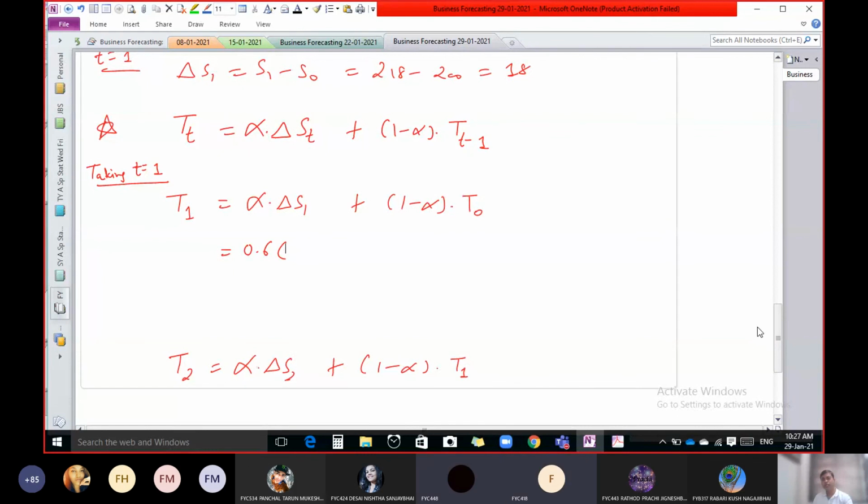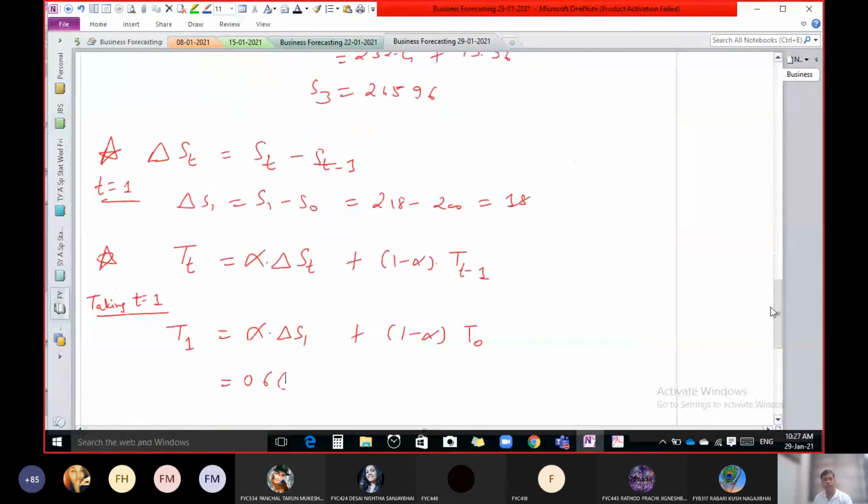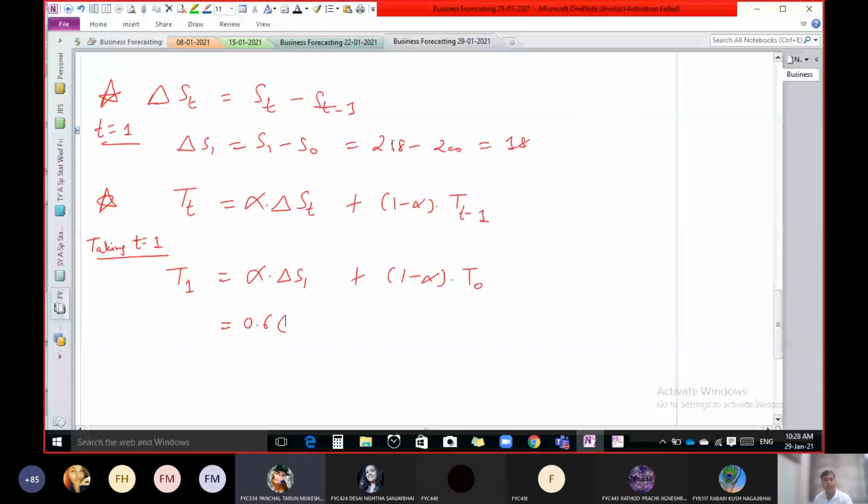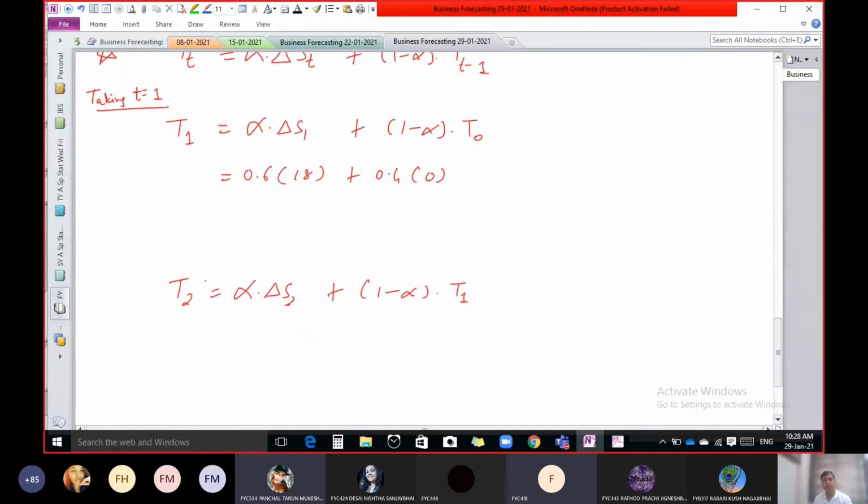And do you know what is delta S1? See the table. Delta S1, we have already this value. See delta S1 here. It is 18. Then 1 minus 0.4, and what is T0? 0. Correct. T0 you have to always consider as 0. So what is the final answer? 10.8 plus 0. So 10.8 is T1.